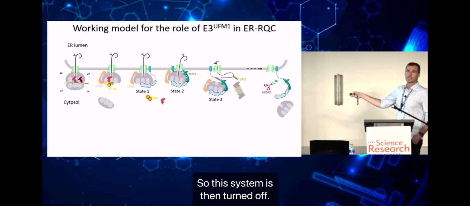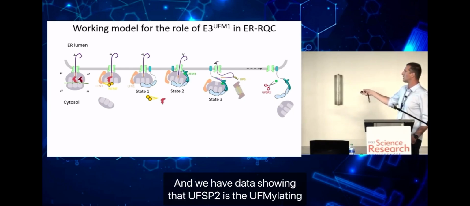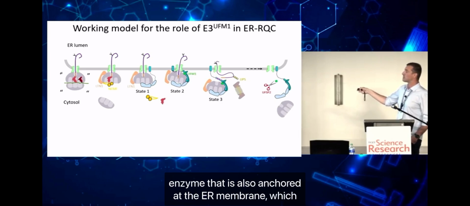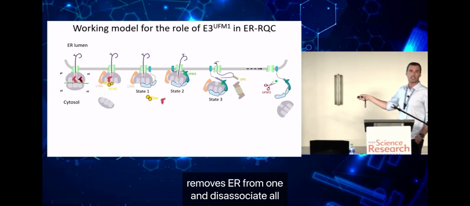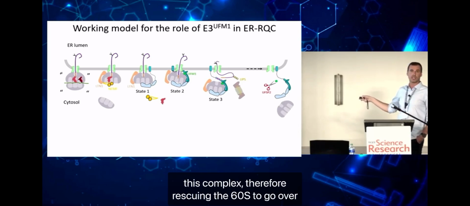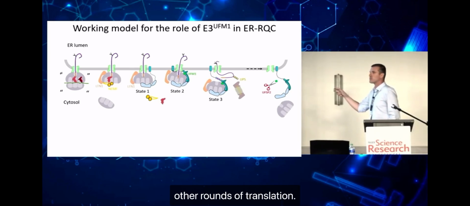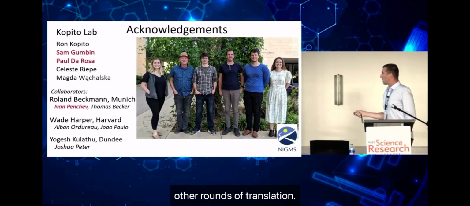This system is then turned off, and we have data showing that UFSP2 is the deUFMylating enzyme, which is also anchored at the ER membrane. It removes UFM1 and disassociates this whole complex, therefore rescuing the 60S to go over other rounds of translation. This was my last slide.